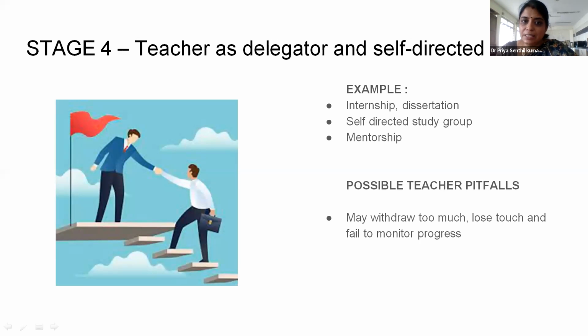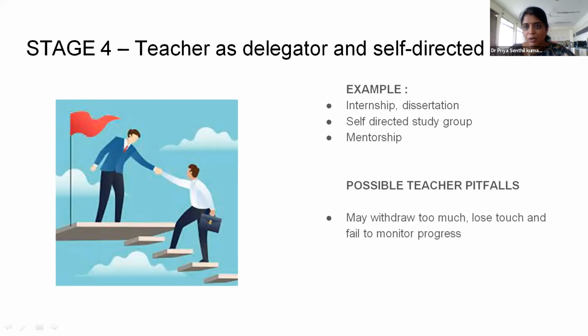Okay, now the stage 4, here the student is self-directed. So the teacher has to act only as a delegator. So an example is an internship, and when we ask the students to do dissertations, here the role of the teacher is more of a mentor. So here the goal of the teacher is to keep him in that stage.